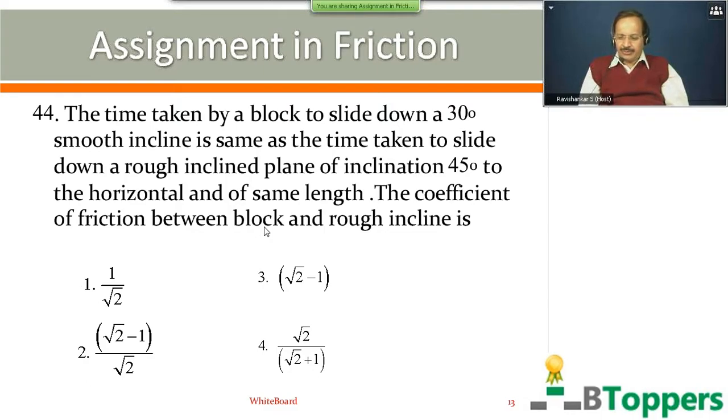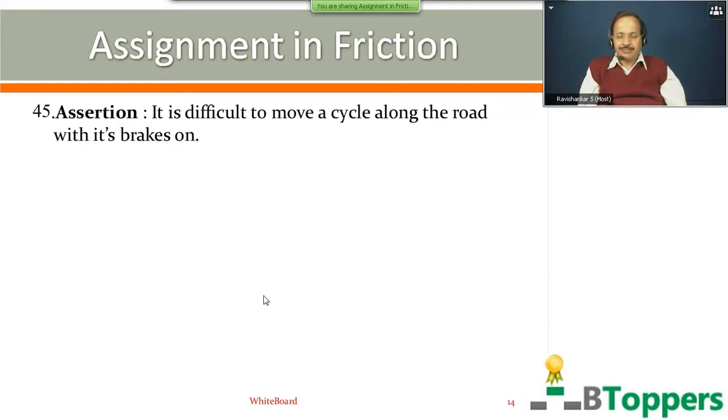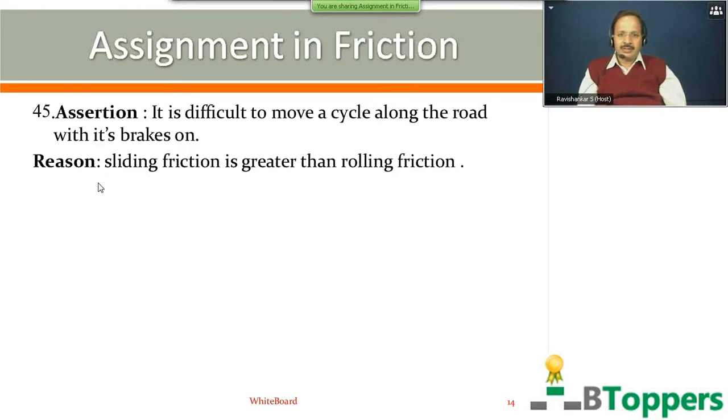In case you need more time to answer this question, you can take a pause and take your time. Look at question number 45. Assertion: it is difficult to move a cycle along the road with its brakes on. Reason: sliding friction is greater than rolling friction.